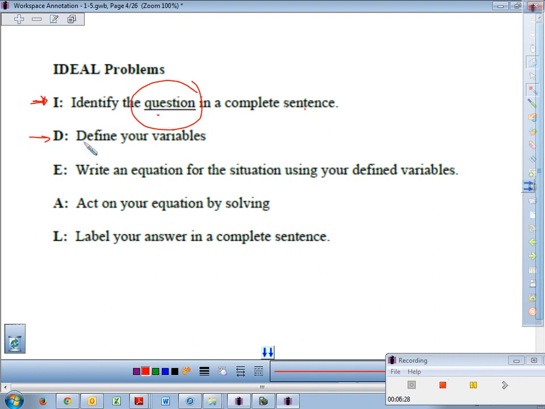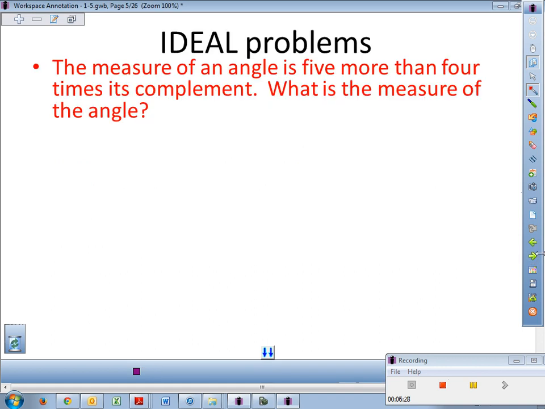Then D is define your variables. E, we will write an equation for the situation using our defined variables. A, we will act it out by solving our equation. And L, we'll label the answer in a complete sentence. So when you get stuck at home and you're like, I can't remember what IDEAL stands for, here it is on your practice worksheet. Let's do some IDEAL problems on the back side.